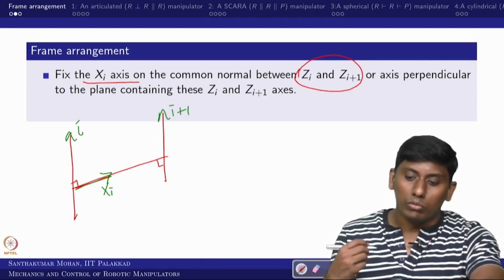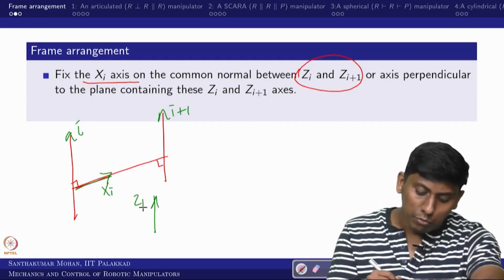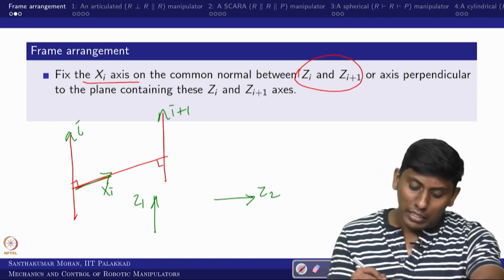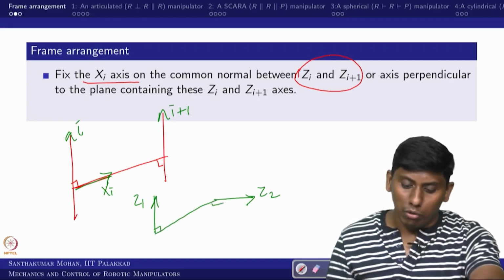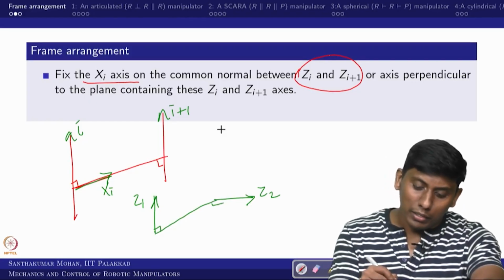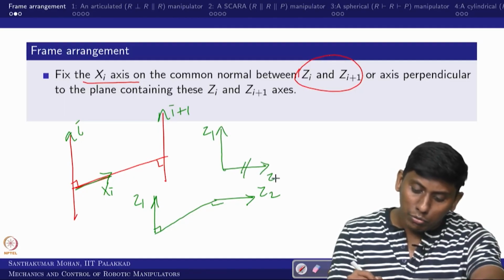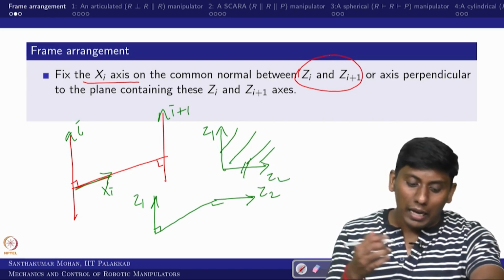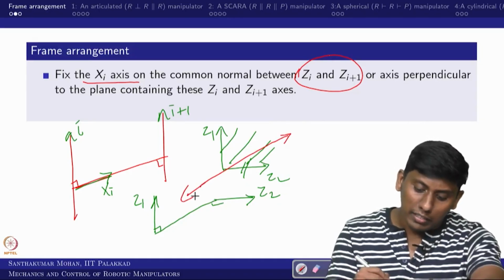If these two are intersecting and perpendicular, for example like this, this is z1 and this is z2. So how can you draw the common normal? The common normal may be like this. But instead of doing that, we can draw a plane that contains z1 and is parallel to z2. This plane is considered as your axis plane, and you take the normal to this plane as your xi axis.